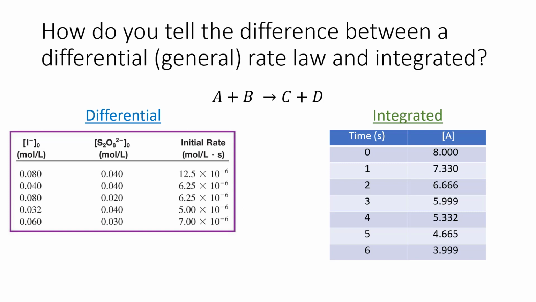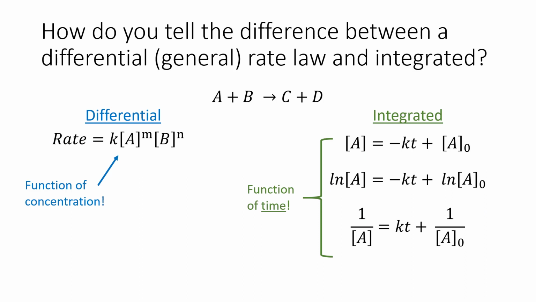Another way you can tell is by what data you're given in the problem. If you're looking at initial rates, that's a differential rate law problem. If you're looking at how a concentration of an analyte, which is the thing you're measuring, changes over time, it's an integrated rate law. You might have to use concentration and time to calculate an initial rate, but then all of the data is going to be dependent upon a change in concentration with a change in time. And so you can tell the difference between these two rate laws based on either the data you are given or just the concept. Are you looking at concentration, or is time anywhere in the problem?